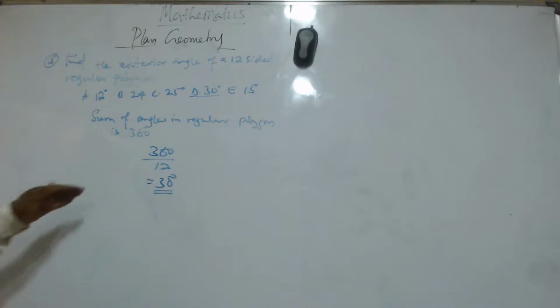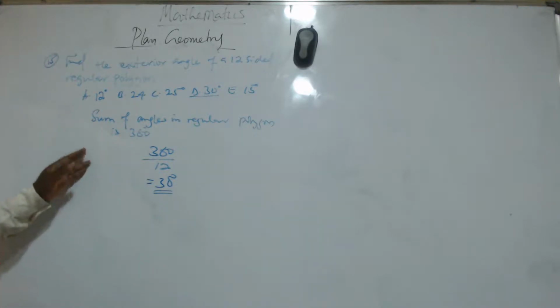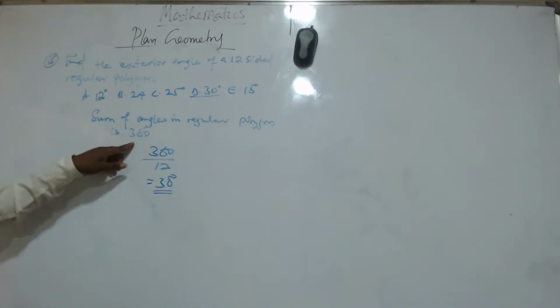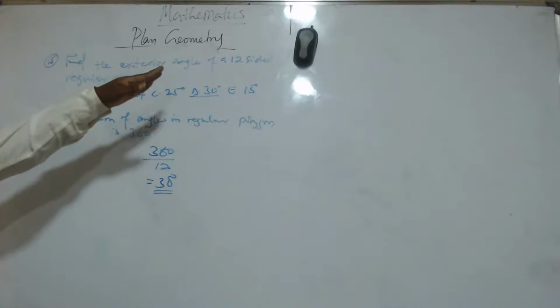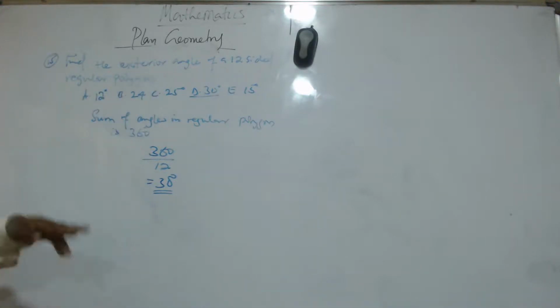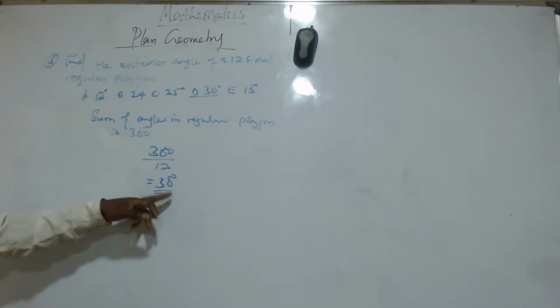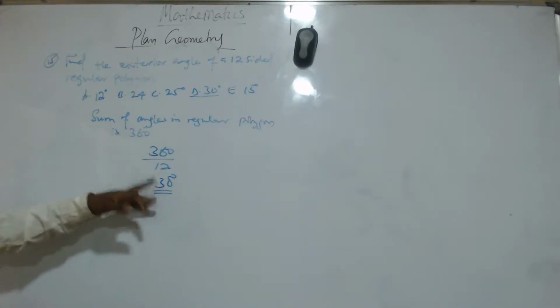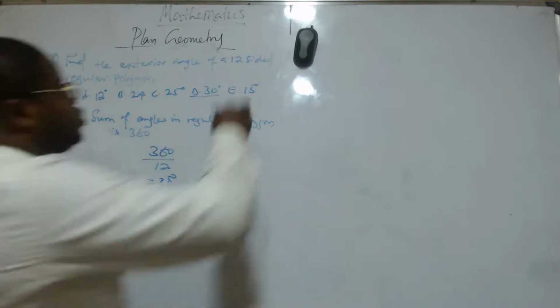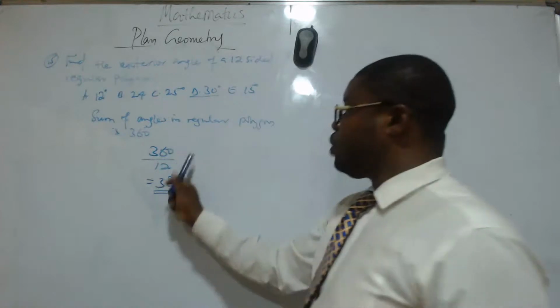Very, very simple. The concept of this is that we said the sum of angles in a regular polygon is 360. Now, we are given 12 sides of that polygon. So we are asked to find the angle. Each of the angles of that polygon will give us 30 degrees. So we'll multiply this 30 by 12, what we have is 360. So each of the angles of this 12-sided polygon will give us 30 degrees.